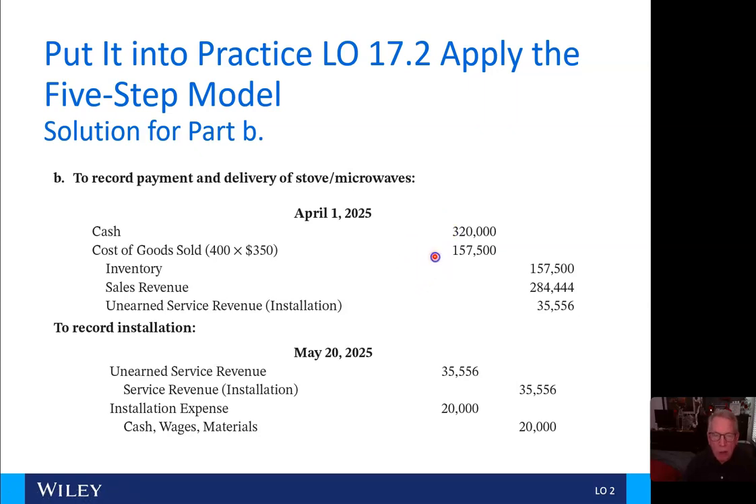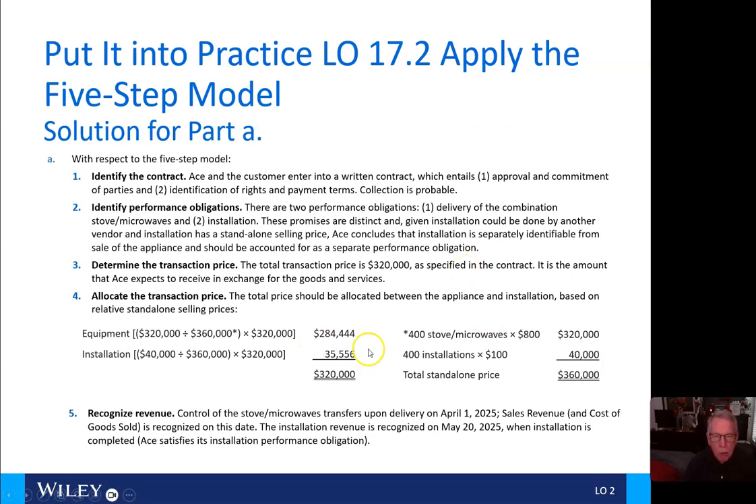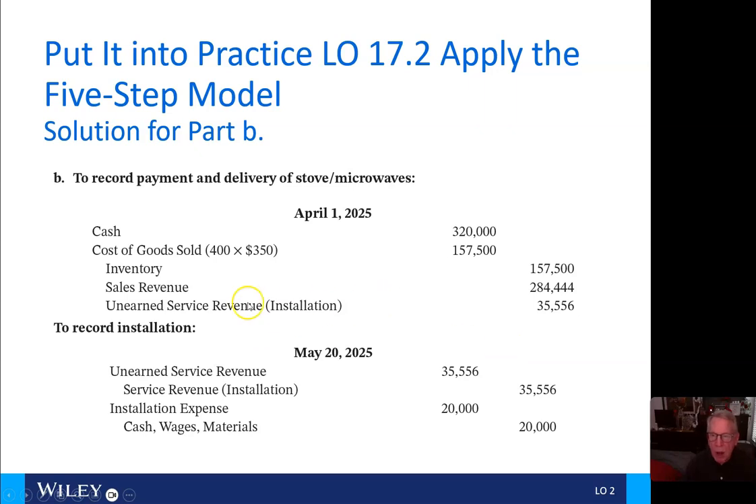We'll reflect cost of goods sold, 400 units at $350 per unit, and then our inventory will have gone down by that much. Sales revenue will be recorded at $284,444, which you'll remember was the allocated price for equipment. And then the unearned service revenue for installation will show as a liability.